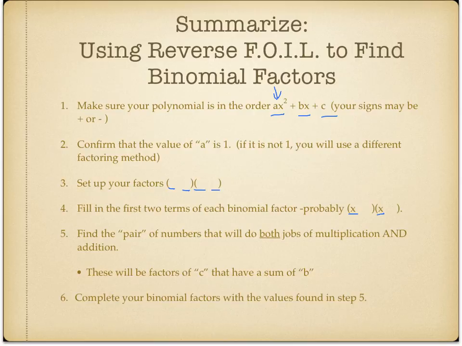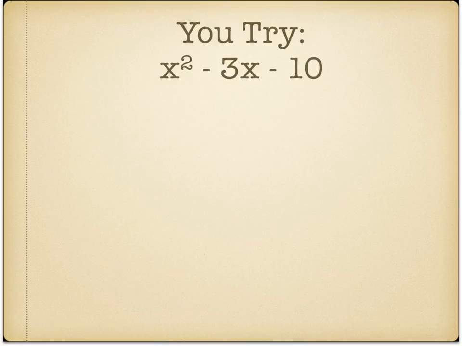Now, before we finish, x squared minus 3x minus 10. Remember, check to make sure your coefficient of the first term is 1, and then go from there. What are the characteristics that you need for B and C? Hit pause and see if you come up with the same thing I do.